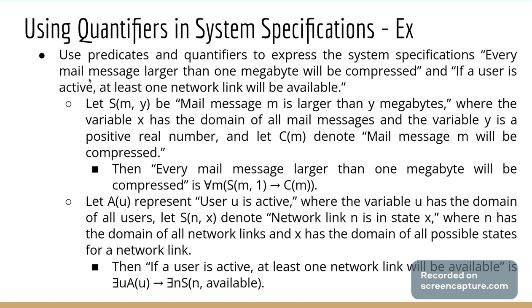If a user is active, so again, there will be a conditional statement, at least one network link will be available. So there are two there exists. This is also if a user is active. So there exists a user that is active, then it implies that there exists n which is available, A of n. So look at the statement. There exists a user u, A of u, which is active. It implies that there exists a network link n which is available. Okay.